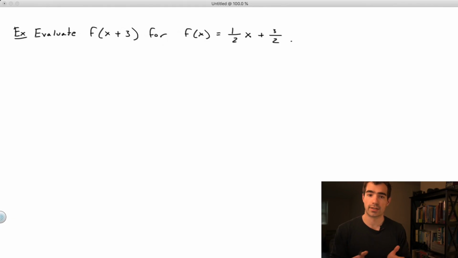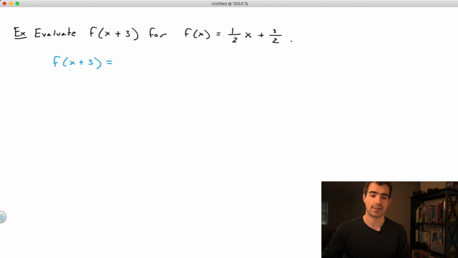But for now, we'll just look at an expression. So let's take a look at this example here, and we'll see if we can evaluate f of x plus 3, so this expression here, as our input, into the function f of x equal to 1/2 x plus 3/2. So this might look like it's a lot more complicated, but in actuality, it's going to do exactly the same thing that we just did.